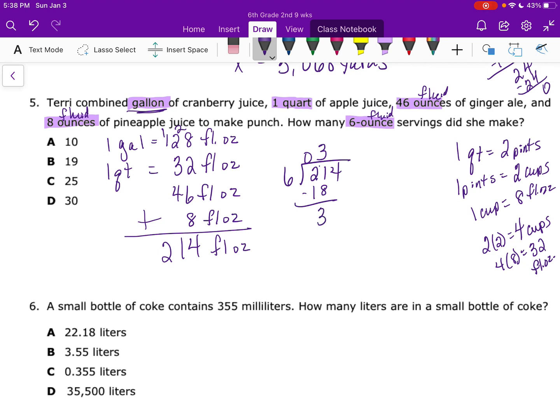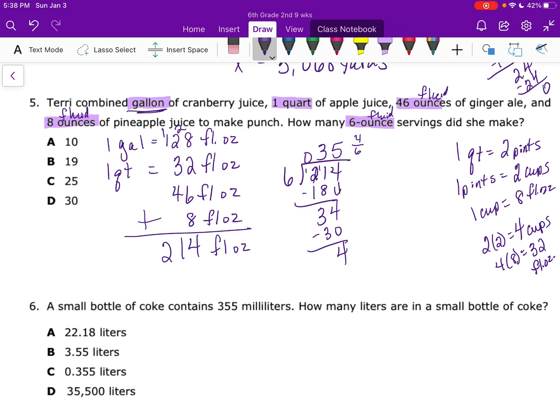Subtract, we get 3. Bring down the 4. 6 times 6 is 36. That's too big, so 6 times 5 is 30. And we have 4 left over. But if you look at your answers, this would be 4/6, but that's not going to give us a whole one. So it should be 35, which is not an answer choice. So that means Miss Johnson did something wrong.